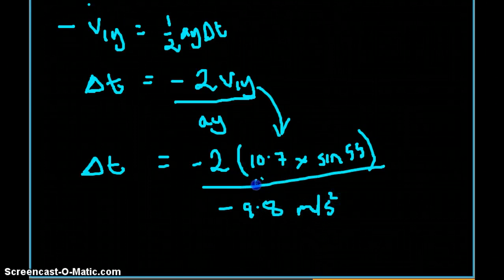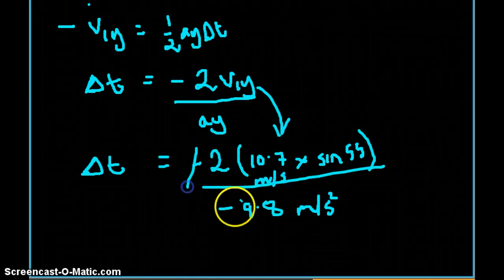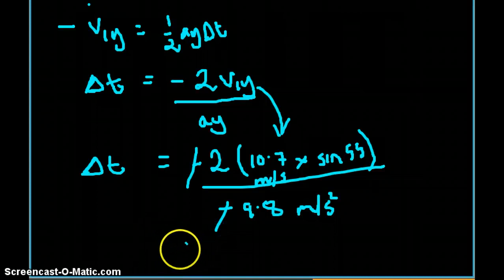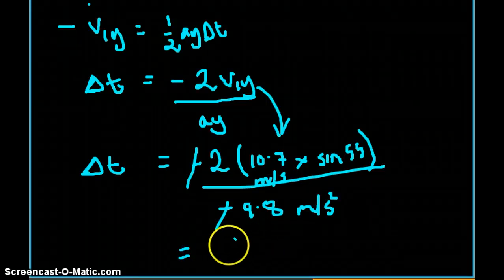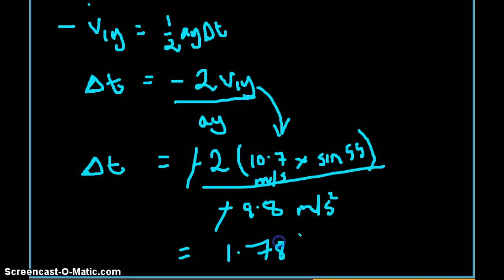And here it is meters per second, if you really want to write that. So you can see clearly that the two negative signs cancel out. After you plug these into your calculator, you should get an answer that looks like this: 1.7887 seconds. Now, as before, are we going to leave it like this?